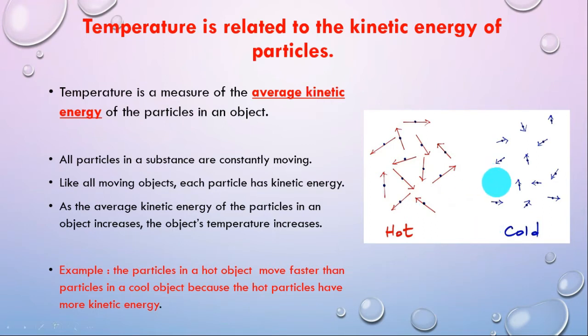Now we said before that all particles in any material, any substance, are what? Moving all the time. So they have kinetic energy. The atoms and molecules in an object are moving and vibrating, so they have kinetic energy. Now what is the rule? As the average kinetic energy of particles in an object increases, it means that this object is a hot object, that the temperature of this object increases. So if you look here at these two different materials, you see that the particles here are moving with a long arrow, more distance.